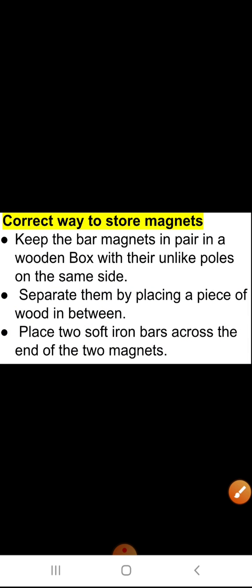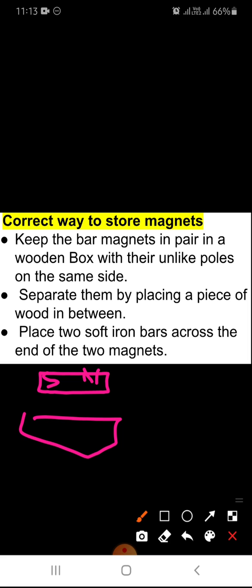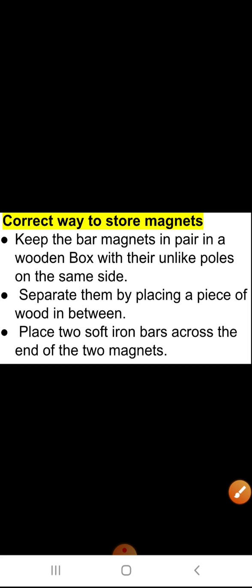So how to keep magnets? A correct way to store magnets is to keep two bar magnets in a pair in a wooden box with their unlike poles on the same side. If you are placing them inside a box, this is north and this is south, so the other should be south and north. So these are unlike poles on the same side. Separate them by placing a piece of wood in between.